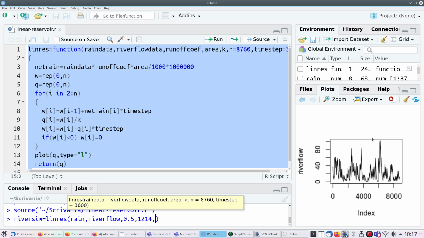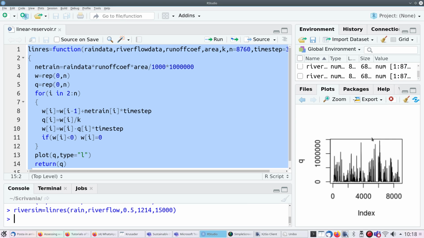Let's try with 15,000. Why 15,000? Because I said that K is close to the concentration time of the catchment, and let's say that a concentration time of the catchment expressed in seconds is something like 3 hours times 3600 to get it in seconds. I think this is reasonable. Maybe it's just a first guess. Let's see what happens.